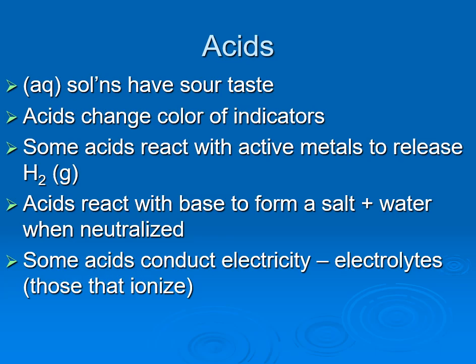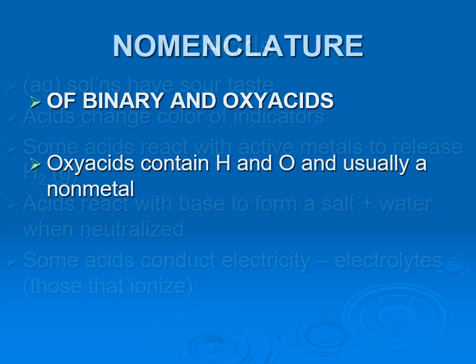Some acids react with active metals to release hydrogen gas, so when you see acid bubbling on a metal, the bubbles are probably hydrogen gas, and they are explosive because hydrogen gas is highly flammable. Acids react with bases to form salt and water when they neutralize, so an acid can neutralize a base and vice versa, and the product is always a chemical salt and water for traditional acids and bases. Some acids can conduct electricity, so they're considered electrolytes. Remember those that would ionize.